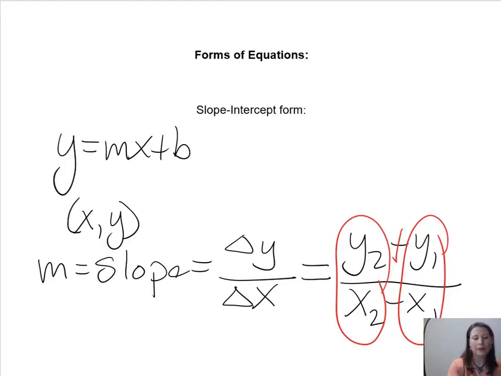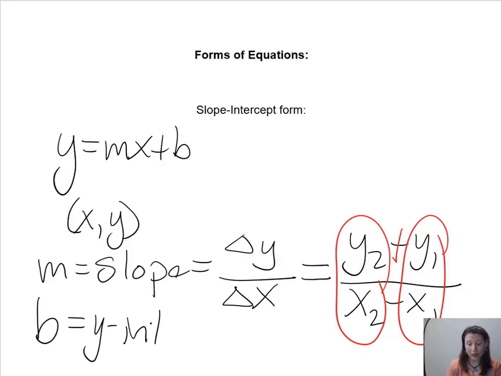So, okay, then we have that one last piece, the b. b is the y-intercept, right? It makes the point 0, b. Because it's the y-intercept, that means the x value is 0, right? All intercepts, whichever one you're talking about, x or y, always have the opposite value be 0.